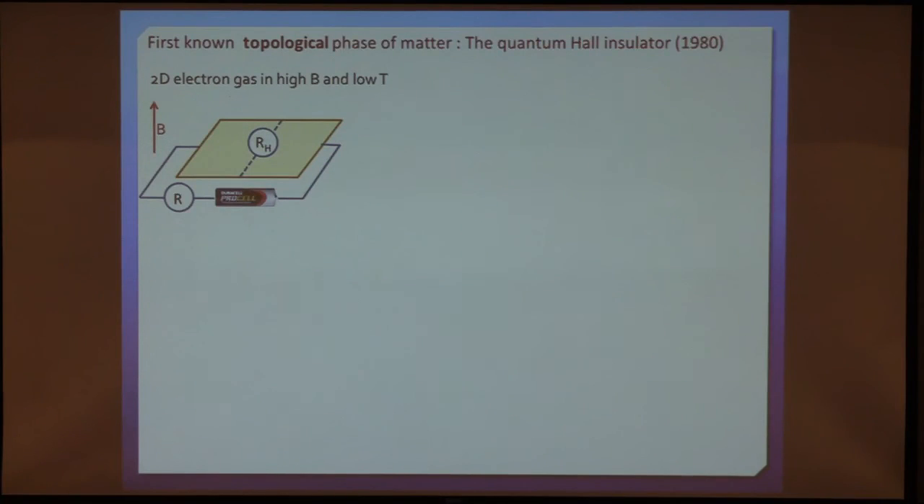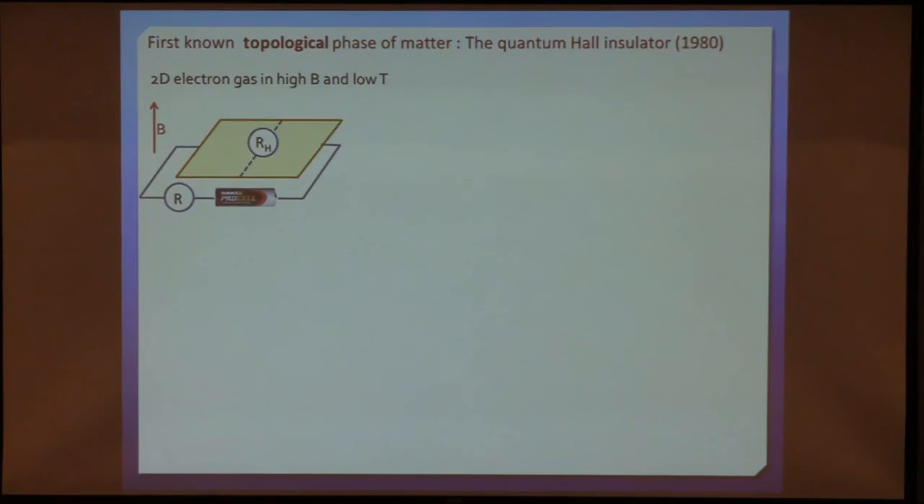Let's remember the quantum Hall effect. You take a two-dimensional electron gas, you put in an external magnetic field, and then you measure its transport properties. You measure the usual resistance, and you measure the Hall resistance. You run a current through here, and you measure the voltage, and you divide them, and you get the Hall resistance.